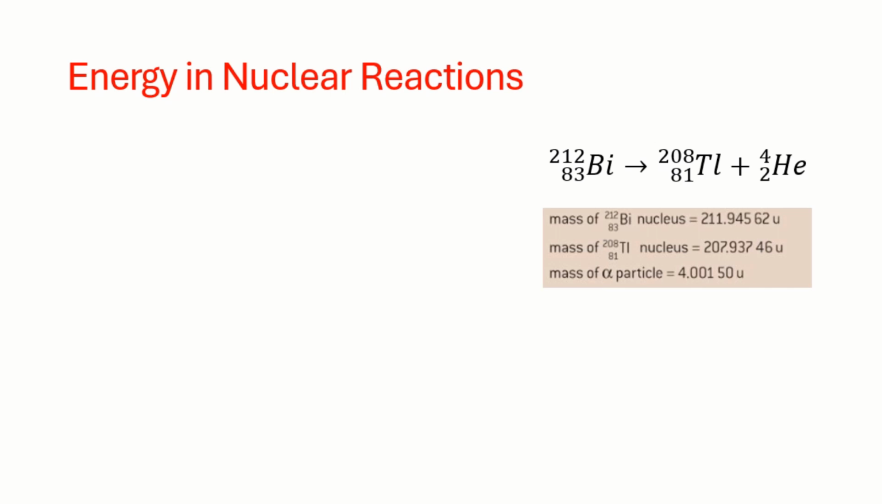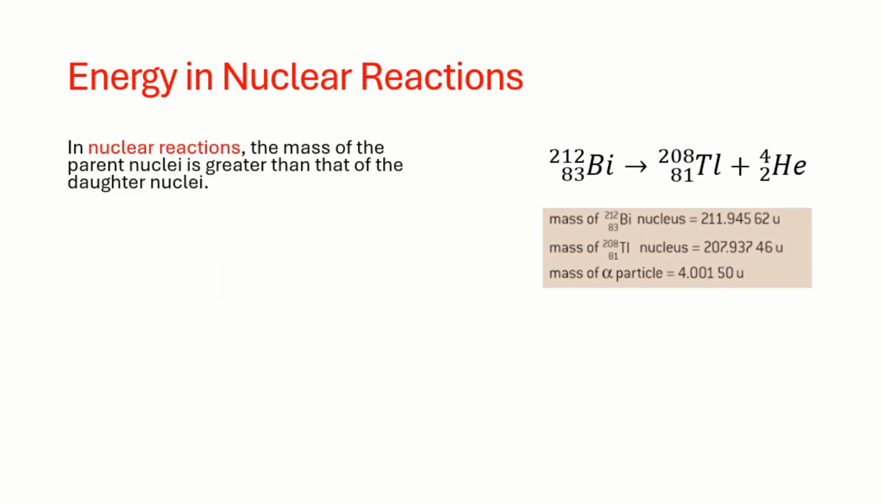The main thing to be aware of is that when we take the masses of these particles, we notice something interesting in decay, which is that the mass of the parent nuclei, so that would be bismuth in this case, is greater than the mass of the daughter nuclei, and that's the combined mass. So if I take the mass of thallium and add it together with the mass of alpha, I get a slightly lower number. Now, why is this a problem?